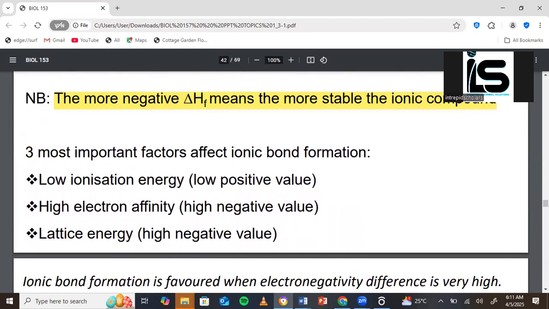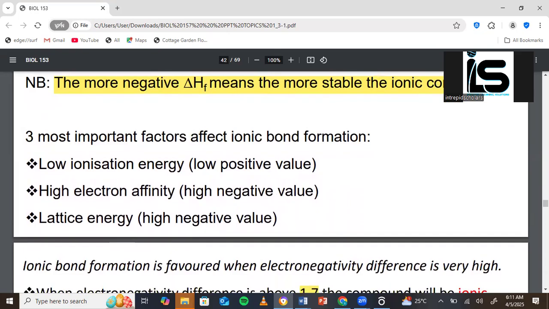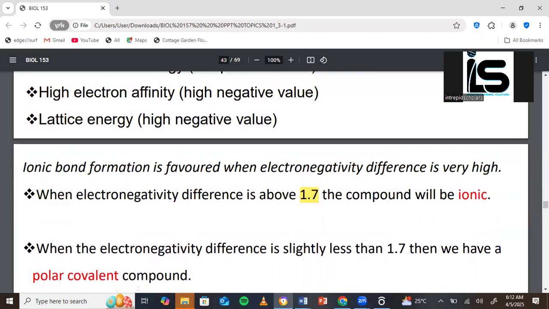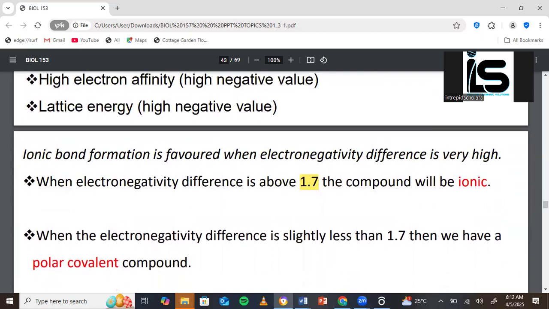Very important. Now, the most important factor that affects the ionic bond first is low ionization energy. The metal coming in should be able to easily donate the electron. That's the low ionization energy. High electron affinity: the non-metal should be able to easily accept that electron, right? And then the lattice energy will be the attraction between the positive and the negative charge. And for a good ionic compound, it should have a high lattice energy, high negative, right?